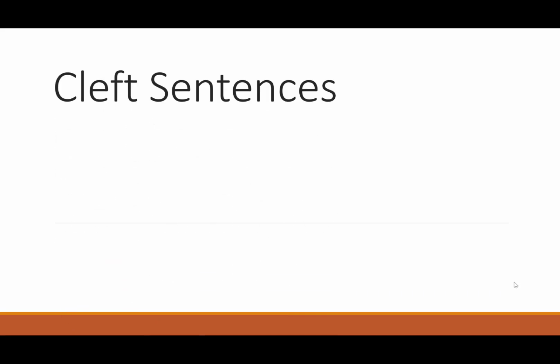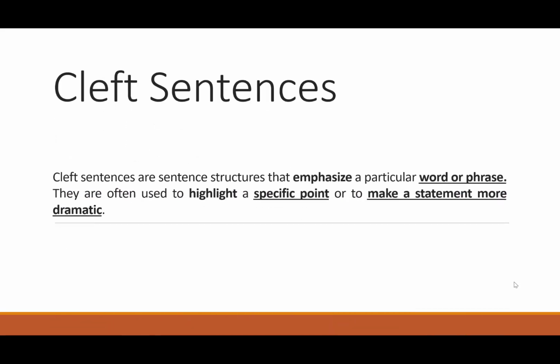Okay, now I'm going to explain a material called cleft sentences. Cleft sentences are sentence structures that emphasize or stress a particular word or phrase. The word or phrase can be a person, a thing, time, place, or reason. Cleft sentences are often used to highlight or to stress a specific point of a sentence, or to make a statement more dramatic. There are a few patterns that you can use to make cleft sentences.